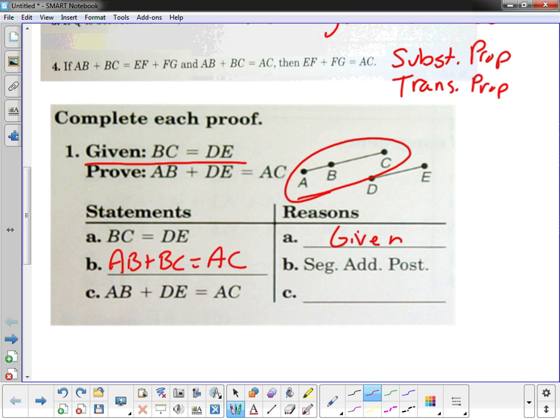Well, now notice, here's a kind of a cool thing. Let me switch to a highlighter. I have BC equals DE, and notice here, my BC and my DE have been switched. I put DE in place of BC. So this is our substitution property. And that is done. Nice little proof there.